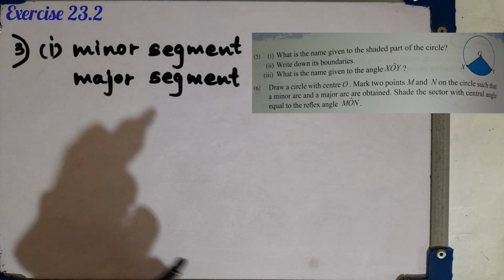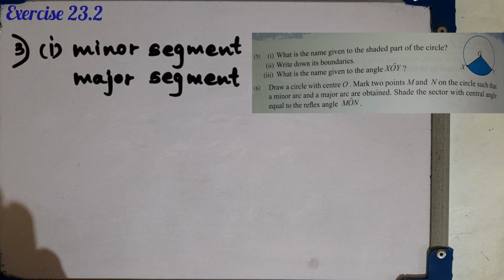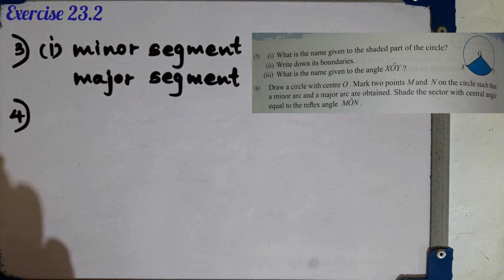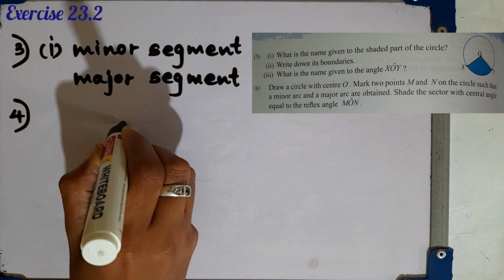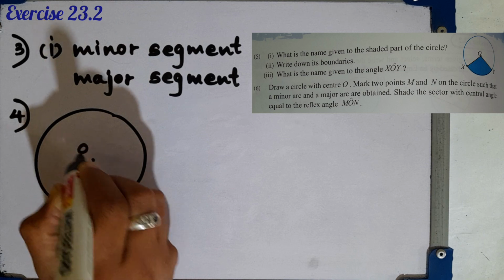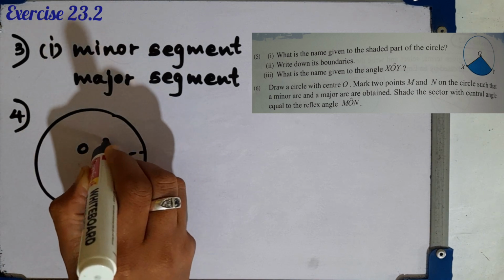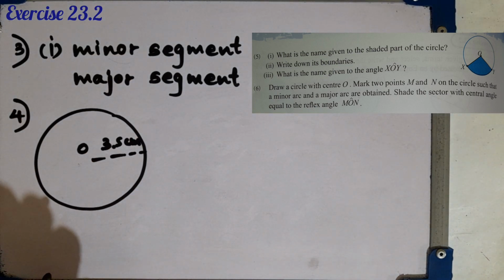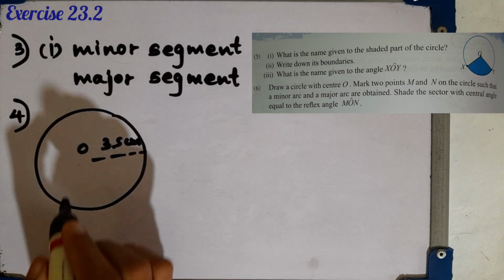You can shade the minor segment PQR in the diagram. Then fourth question, draw a circle of radius 3.5 cm and name its center O. The circle has radius 3.5 cm. The center is O here. Then draw a chord AB through O.